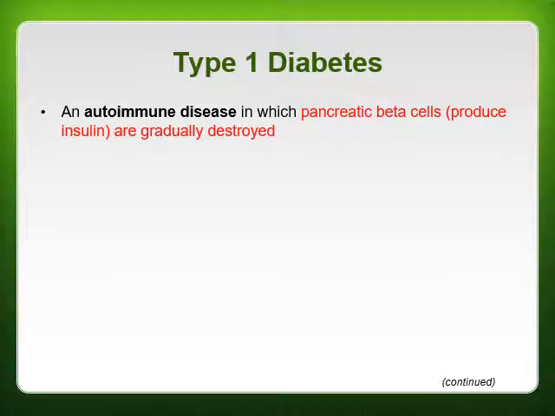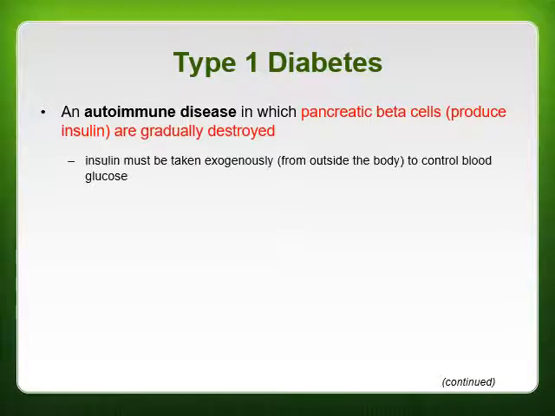Type 1 diabetes. Now, it accounts for a much lesser portion of the pie here, but we'll talk about it anyway. It's an autoimmune disease in which those pancreatic beta cells that produce insulin get gradually destroyed. If they have type 1 diabetes, they might have to get an insulin shot, so they'll be taking it exogenously, so it's coming from outside the body in order to help control the glucose in their blood.